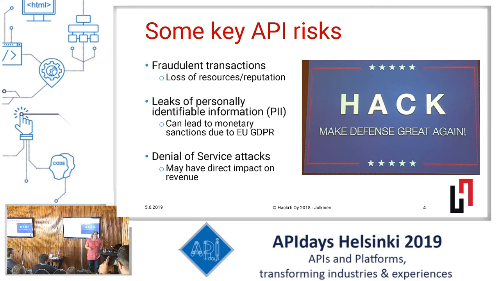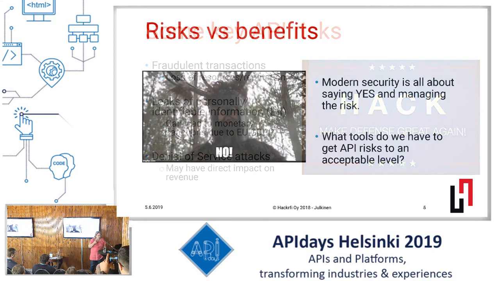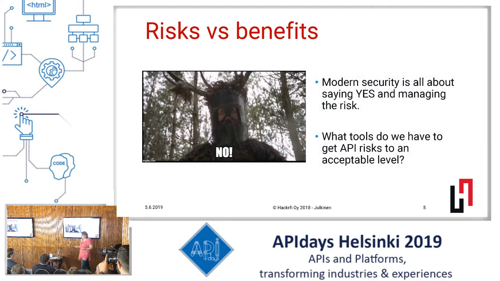So these are typical or potential risks with APIs. We have all these risks. What are we going to do about it?